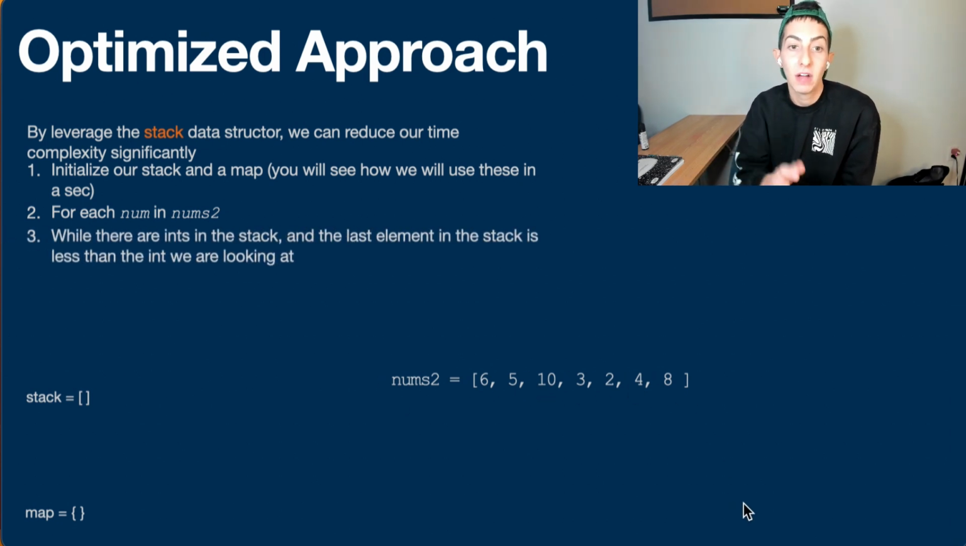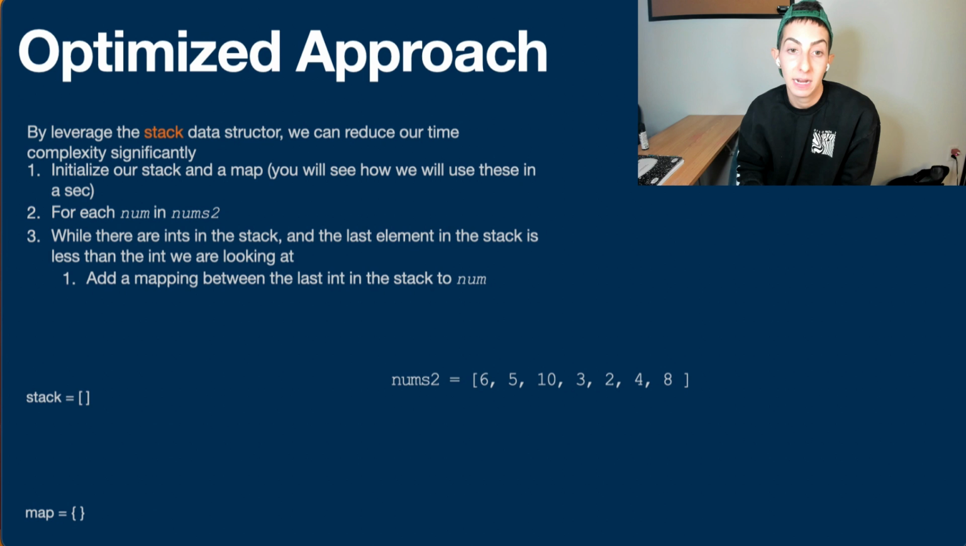We're going to, while there are integers in the stack, and all of this will get clearer when we actually walk through this example with this new approach. So while there are ints in the stack, and the last element in the stack is less than the int we are looking at, we are going to do two things. We're going to add a mapping between the last int in the stack to num, and then we're going to pop the last element off the stack.